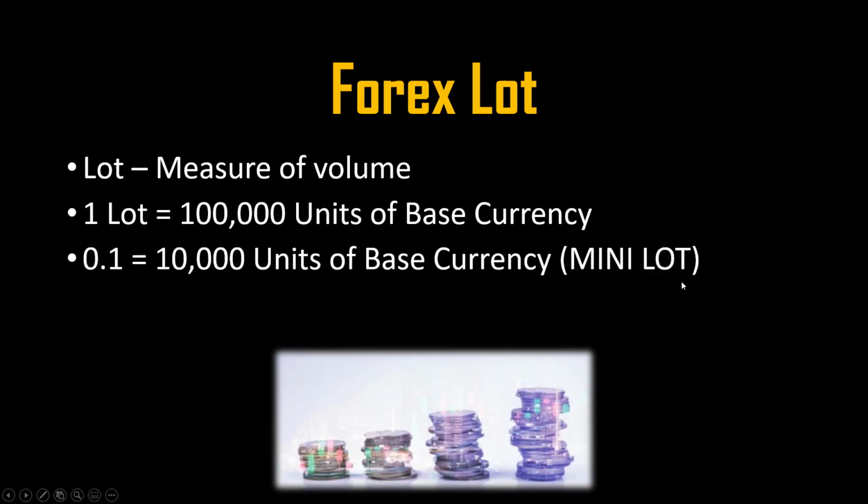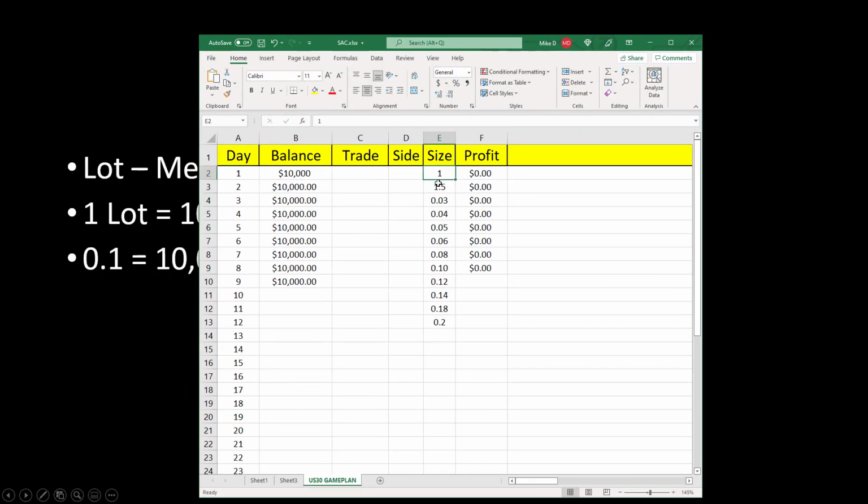So, another lot, point 10, right? And that's 10,000 units of base currency. We call that a mini lot, guys. So, there's nothing wrong with starting at even point 10, right? So if this is the Excel spreadsheet that you guys will have at the end of the course, you put in point 10. Let me actually fix this. This is driving me nuts. So there we go. That's a little better.